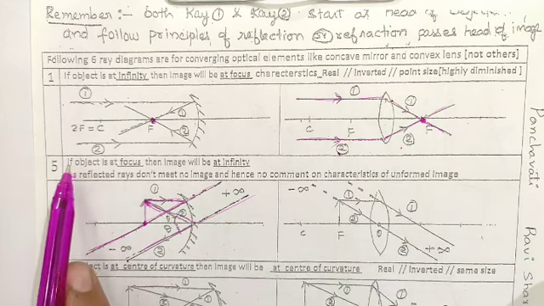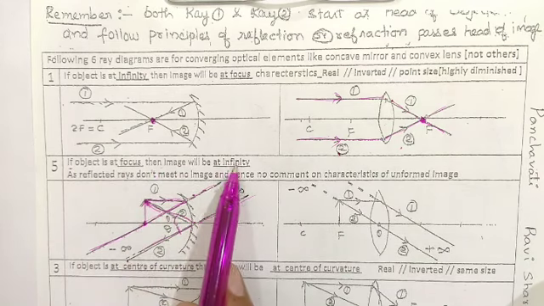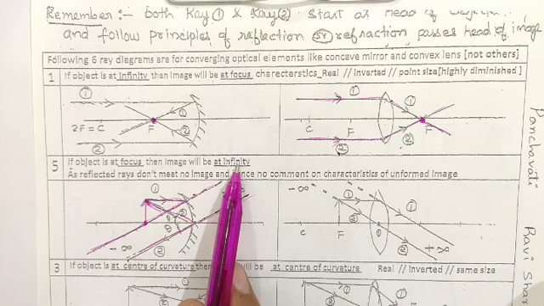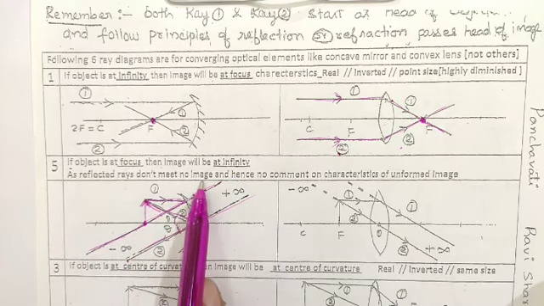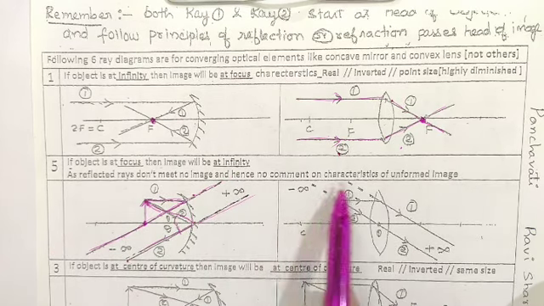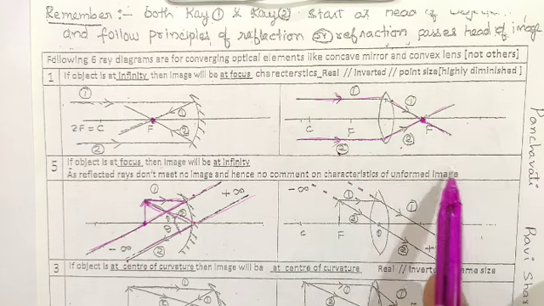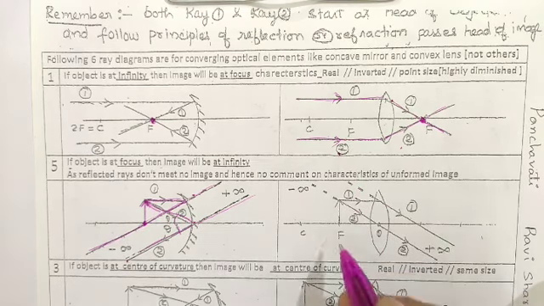Now read. If object is at focus, then image will be at infinity. So image is not formed. As rays do not meet, no image is formed. Hence we don't comment on the characteristics like real, virtual. That kind of words are not supposed to be used.